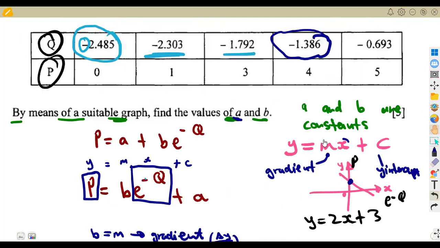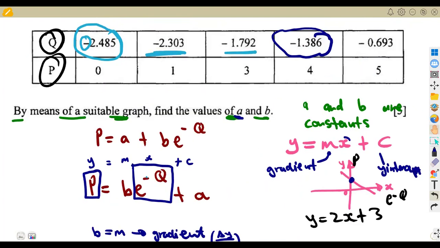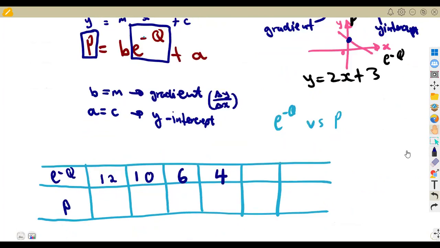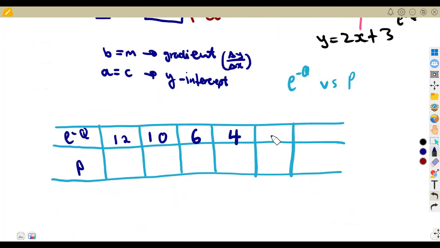Okay, we move on to the next value at negative 0.693. If we put in this value, we're going to get something like 1.997, which is approximating to what? To 2 as a whole number. All right, so these are all the values that we are given.